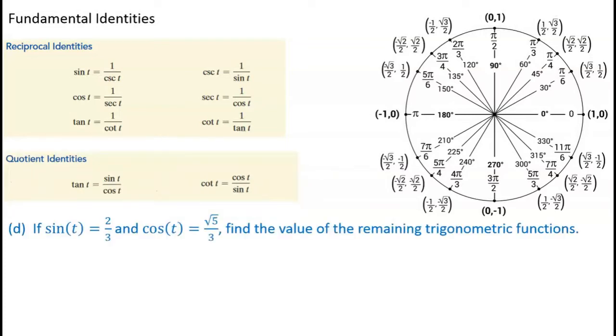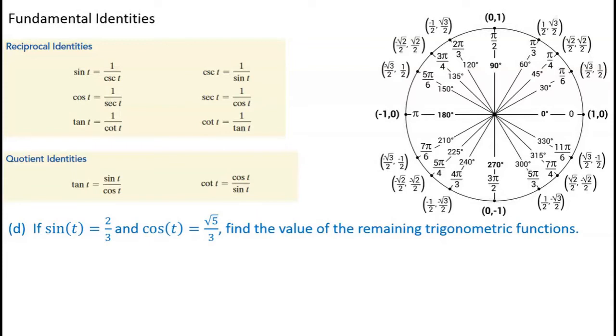Now let's put this in action. If sine of t is equal to 2/3, and cosine of t is equal to square root of 5 over 3, they want us to find the remaining trigonometric functions. Now, I know you're just learning what in the world the trigonometric functions are. There's 6 of them, right? So here's sine and cosine just given to us. So we need to find the other 4. And what are they? Remember, secant, cosecant, tangent, and cotangent.